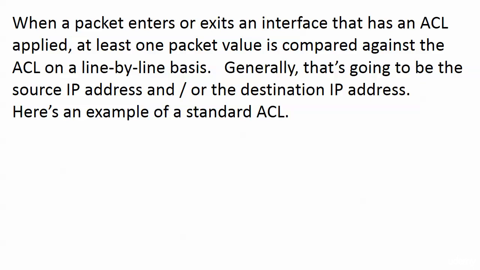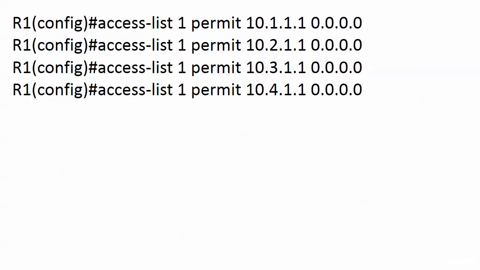And generally speaking, it's going to be the source IP address or the destination IP address or both. We can use all kinds of other values, and we'll see a few of those, but those are the main two we're concentrating on right now. And here's an example of a standard ACL. If you're not familiar with the syntax here, no problem at all, because you will be.